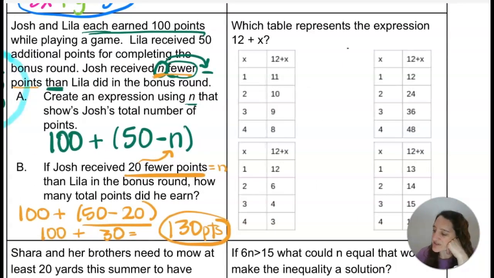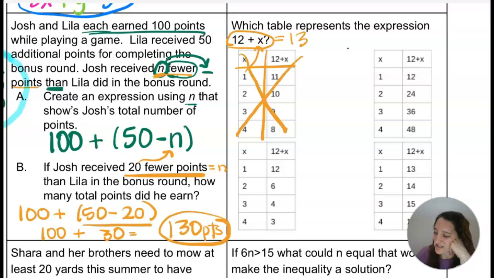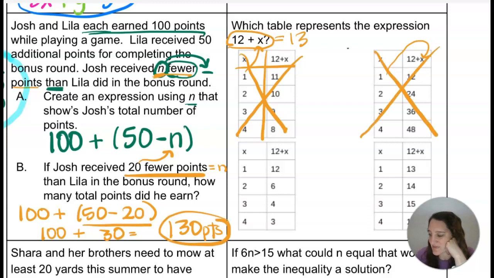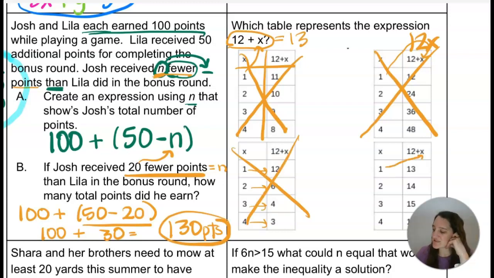Which table represents the expression 12 plus x? All right, so this is our XY chart, isn't it? So if I plug in a 1, I should get 12 plus 1, I should get 13, huh? Oh, but this is 11. So that's definitely not it. And this, when you plug in a 1, 12 plus 1 doesn't equal 12. That'd be 12 times 1. So that's not the expression. That's 12x, which would be the equation there. This one, nope. Oh yeah, that's divided. I don't know what that is. Not that. This looks good because 12 plus 1 is 13.